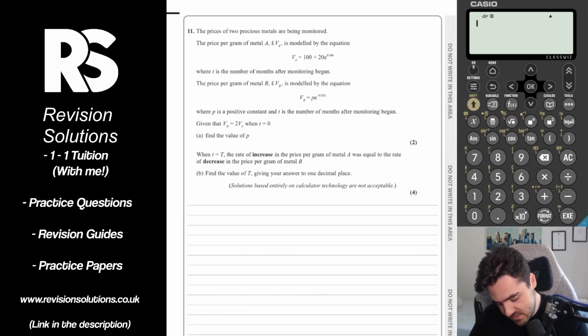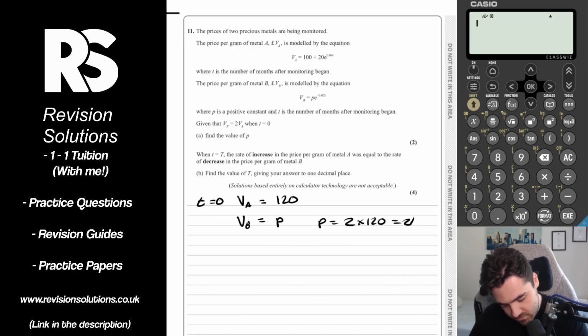So let's just get the values at t equals 0. At t equals 0, VA is going to be 100 plus 20 times e to the 0, so that's just 120. And VB is going to be p times e to the 0, so that's just p. And then it says VB is 2 lots of VA, so that would make p equal to 2 lots of 120, which is 240.